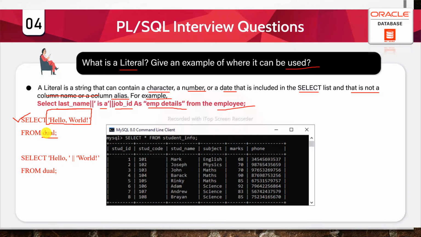So we'll come back to this dual table in the upcoming slides. So select 'hello world'. I want to print only hello world, so that's why I'm using this dual table. In this case, it's a string literal, and it will print hello world.